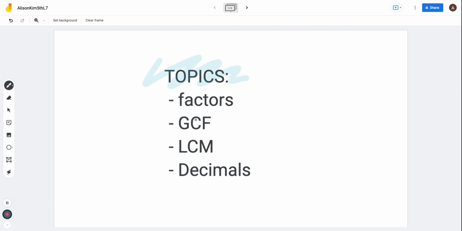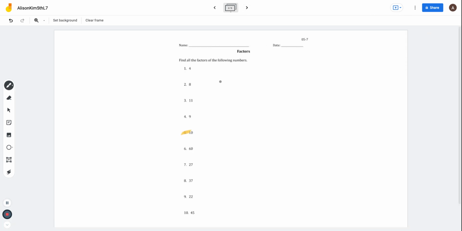Hi, fifth graders. Today's topics are going to be factors, GCF, LCM, and decimals. So basically, GCF is greatest common factors, LCM is least common multiples. We're going to get started with factors. This is just basically review.